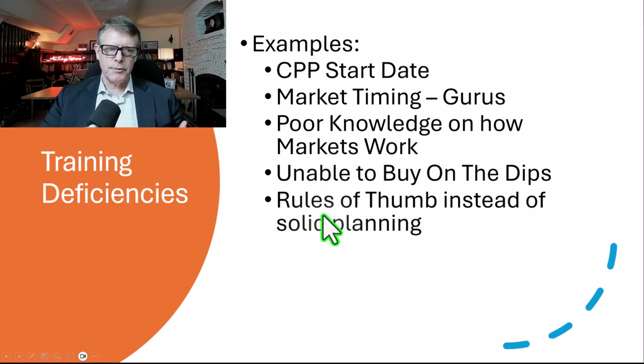Another sort of analogy for training deficiencies is rules of thumb instead of solid planning. And so a lot of YouTube videos out there focus on rules of thumb. That's a great place to start, but you don't want to plan your finances around that. You need to have a customized strategy tied to your specific goals and financial circumstances, not rules of thumb. And so when you use rules of thumb, that can actually derail your planning. It's not a good idea. It's a good starting point to give you some ideas to ponder, but it's not the way that you want to be planning your retirement plan.